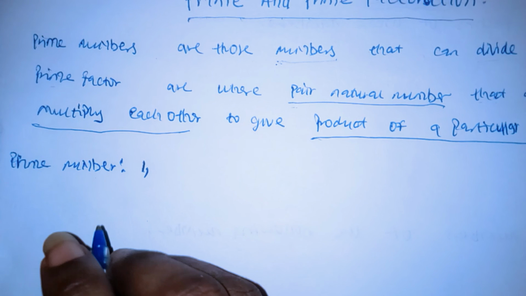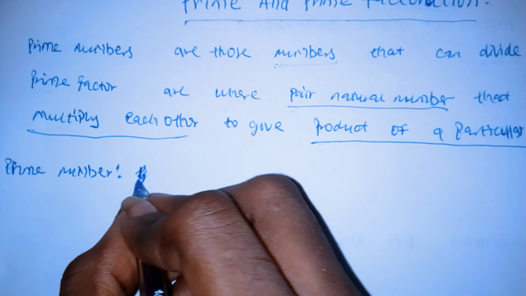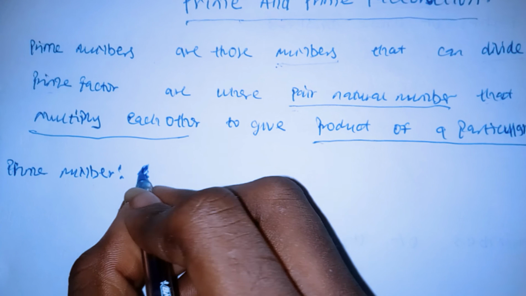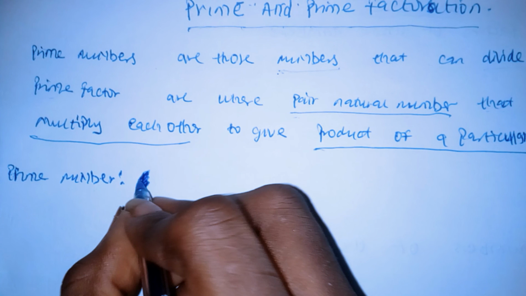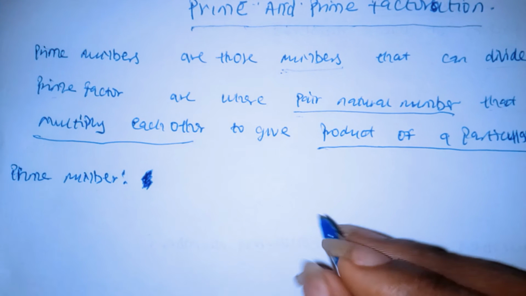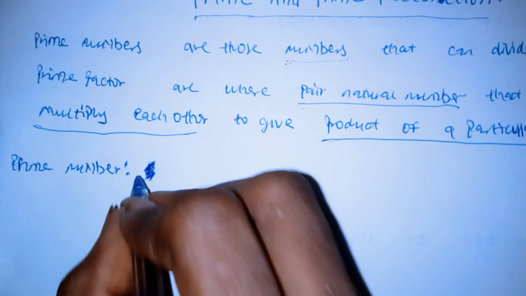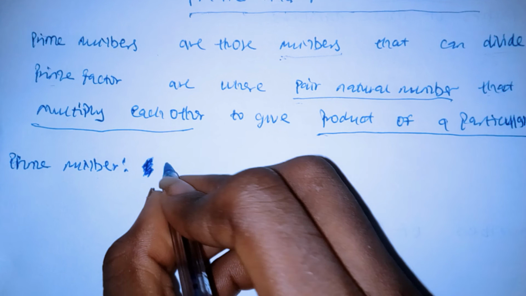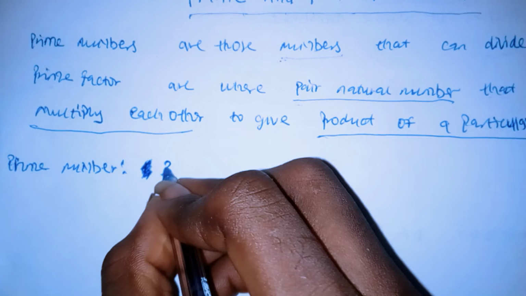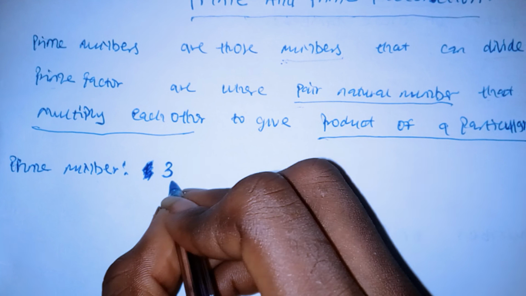1 is not a prime number. I will tell you the reason why 1 is not a prime number. Many people are in that error. I fell in that error also. 3 is a prime number. It divides itself and 1.